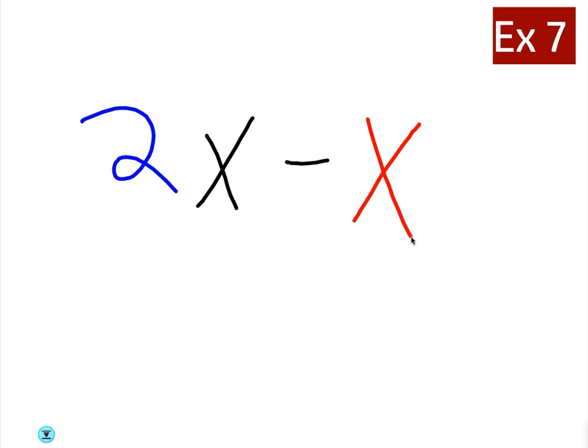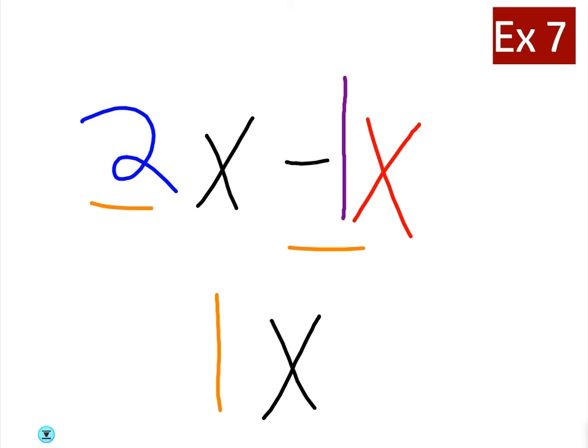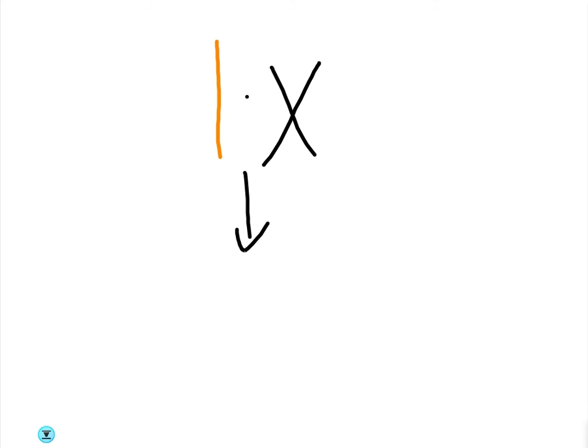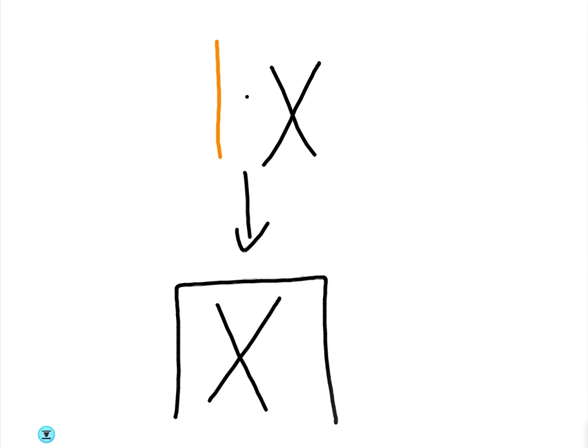All right, so first of all, we talked about this before. What is the coefficient of x if it's not there? Good. If you have a basketball, you have one basketball. If you have an x, you have one x. So now we can combine these two. 2 minus 1 is? 1x. And the second step is to simplify that. 1 times x is just x. So that's going to be our answer there.